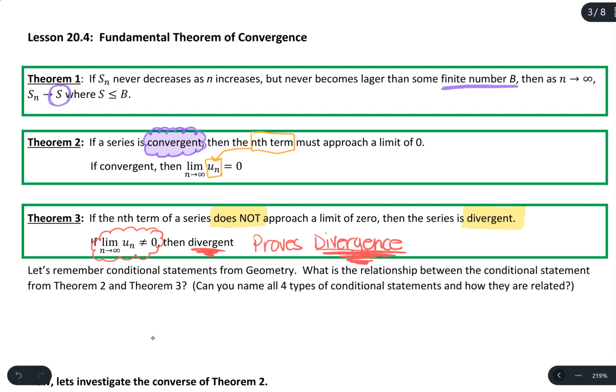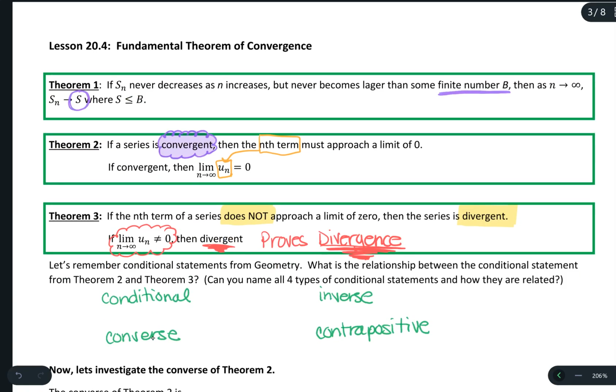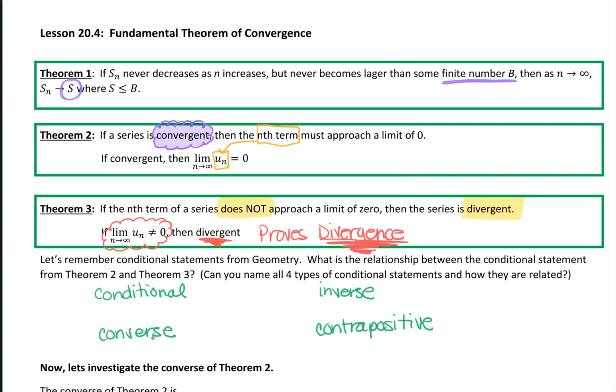So the 4 different statements are the conditional. We'll start with that. Then we have the converse, then we have the inverse, and last, we have the contrapositive. And the notation that we're used to seeing with these conditionals is if P, then Q. So if our conditional starts off as if P, then Q, we want to fill in the other 3.